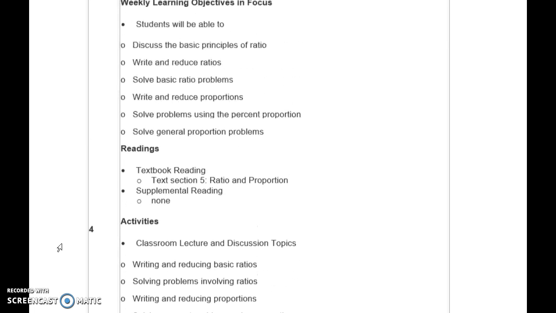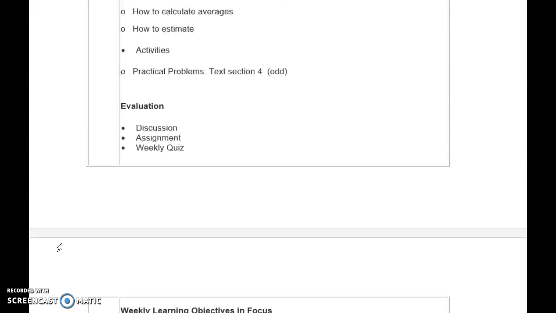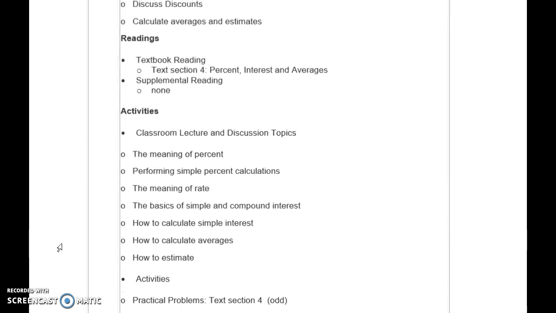Now, taking a peek back at week 3, that covered section 4. Section 4 was the percent section. So it was all about percents and percentages, interest and discounts, and averages and estimates. You're going to go back and look at what exactly is the meaning of percent. Remember, we said that percent meant per 100. So if something is 20%, you can write that as 20 over 100, and then you can also reduce that fraction to 1 over 5.